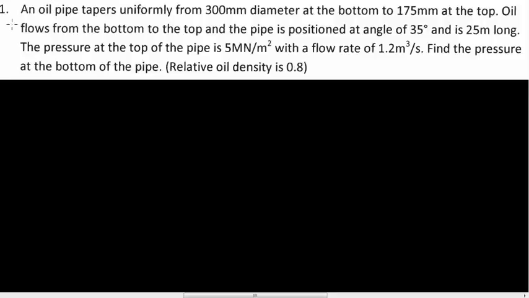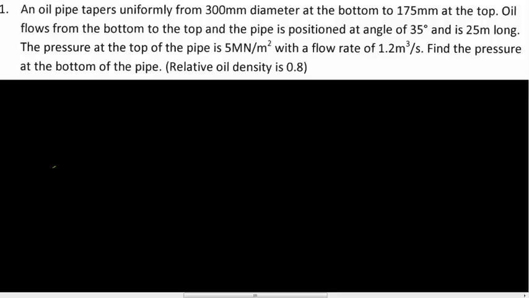So the question says, an oil pipe tapers uniformly from 300 millimeters diameter at the bottom to 175 millimeters at the top. Oil flows from the bottom to the top and the pipe is positioned at an angle of 35 degrees and is 25 meters long. The pressure at the top of the pipe is 5 meganewtons per square meter with a flow rate of 1.2 meters cubed per second. Find the pressure at the bottom of the pipe, and it gives us there the relative oil density of 0.8.